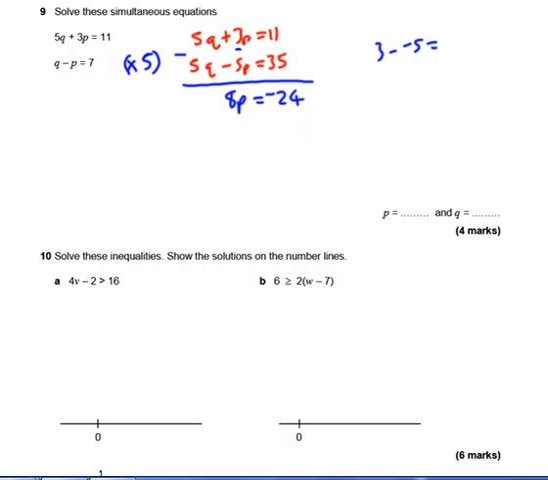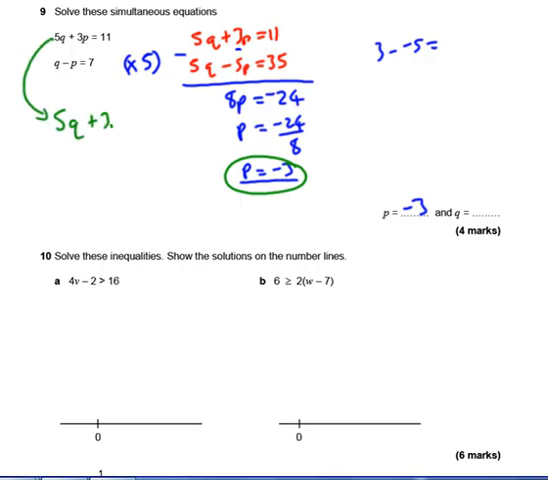Now from here, p is going to be minus 24 divided by 8, so p is minus 3. So we've worked out the value of one letter. Now to work out the value of the other letter, we substitute this one into one of our original equations. I'm going to go for the top one because there's no negatives in there, so we're less likely to make a mistake.